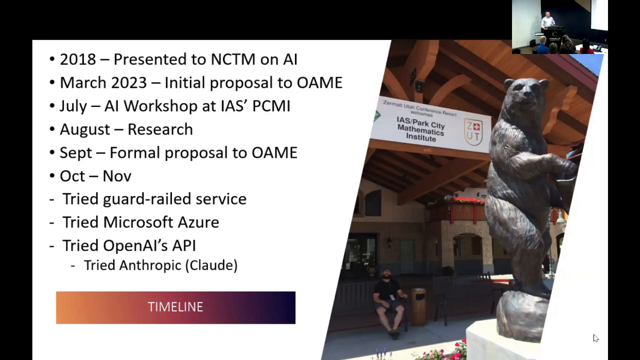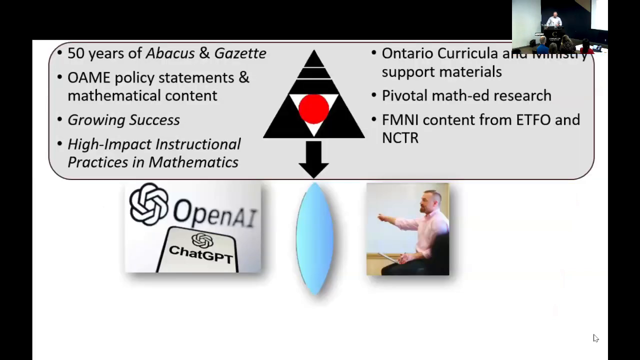We're using OpenAI's API with all of OAME's content. And I'm a mathematician, so when I start talking about AI as a vector space, and all we have to do is increase the size of the vector, that's great for me as a mathematician. To people, parents, other educators, I try to use the idea of a lens.